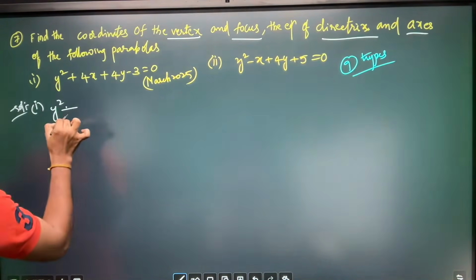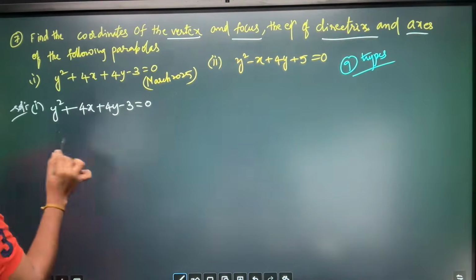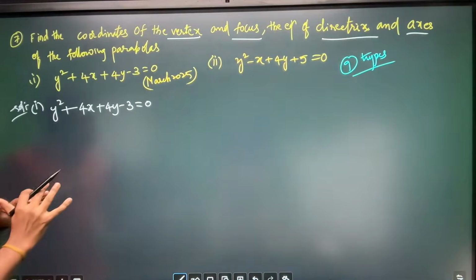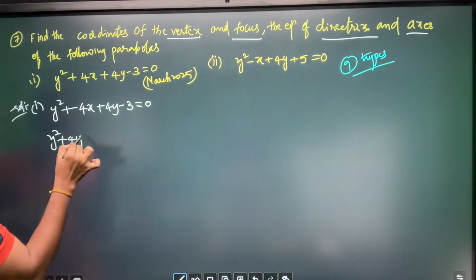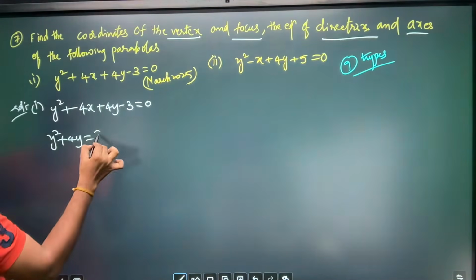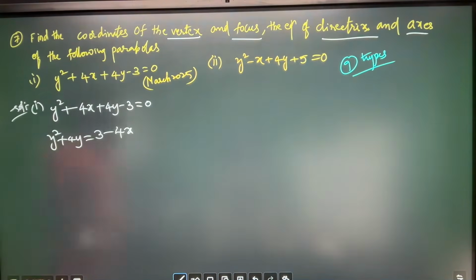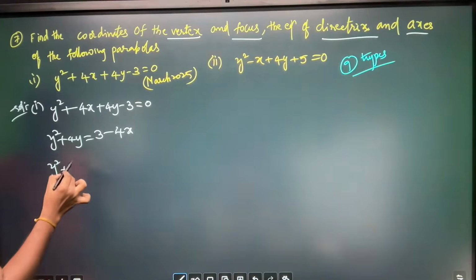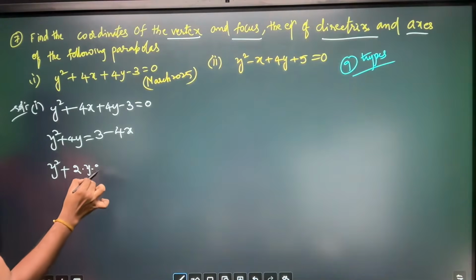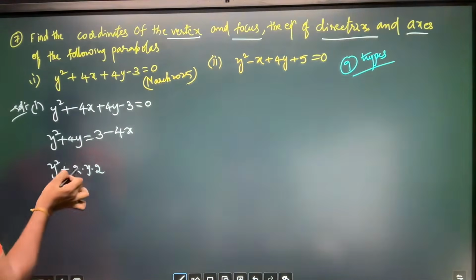Please remember: y square plus 4x plus 4y minus 3 equal to 0. Write all y terms on one side and all x terms on the other side. y square plus 4y is equal to the remaining terms. Send minus 3 to the RHS as plus 3 and send plus 4x as minus 4x. Clear? Now y square plus 4y, I am writing as 2 into y into 2. Do you have any objection?